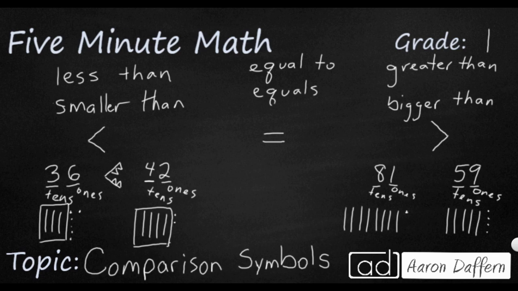But that's why we always make sure we look at the largest place value first. Because even though 59 has a lot more ones, 81's got a lot more tens. So we're going to say 81 is greater than 59, because we want the opening to always go toward eating the larger number.